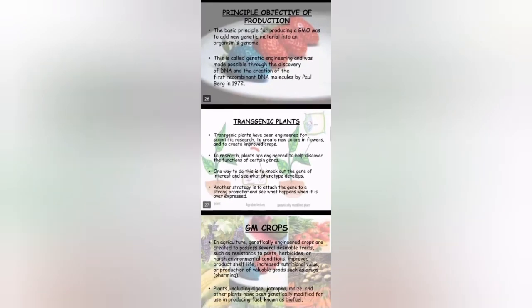Principal objective of production. The basic principle for producing a GMO was to add new genetic material into an organism's genome. This is called genetic engineering and was made possible through the discovery of DNA and the creation of the first recombinant DNA molecules by Paul Berg in 1972.